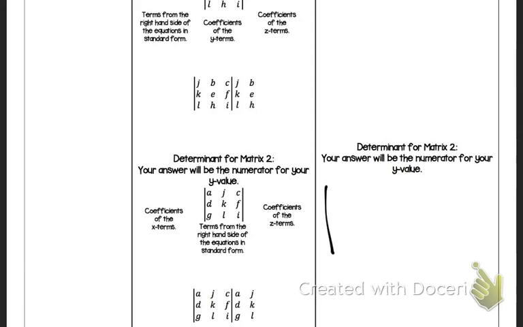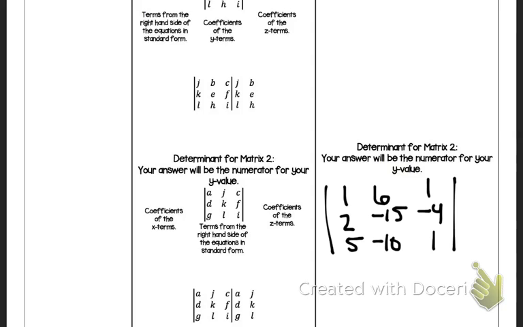We do here, and the x's are going to be 1, 2, and 5 still. The y's we're replacing with 6, negative 15, and negative 10. And then the z's are 1, negative 4, and 1. They'll stay the same. Okay, and again we copied down the first 2 columns, 1, 2, 5, 6, negative 15, negative 10. And then we can do the diagonal method. So I'm going to let you do that, and I'll do it, and then we'll come back.